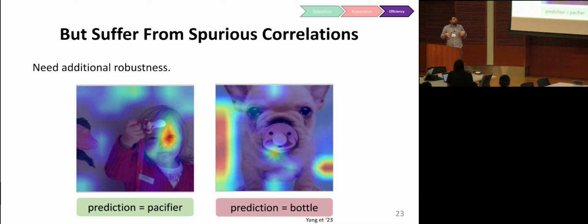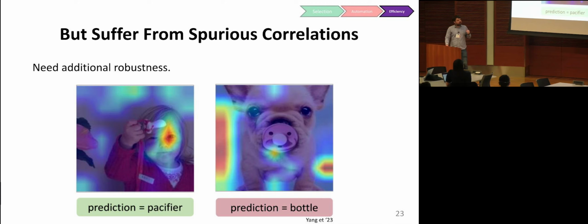The cause of this is that when you go look at the training data set for CLIP, there are many images of pacifiers, but all of those also have babies or toddlers in them and nothing else. So it didn't learn what a pacifier is. It learned that a pacifier is associated with children.